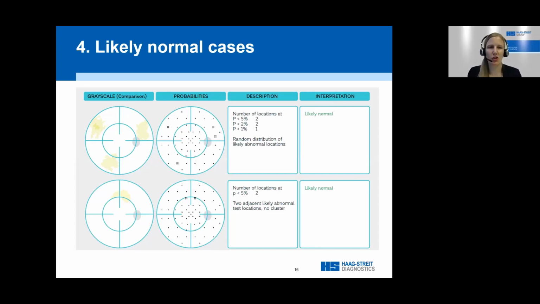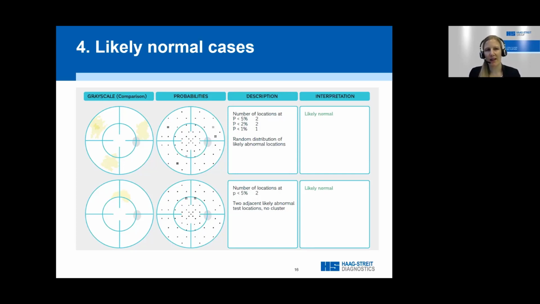These examples show you how the grayscale is not really helping you in these borderline cases. You see there's a little bit of yellow in the Octopus where we use a color scale, and the white represents a totally normal visual field, and black would be a total vision loss. But you see in the probabilities that there are randomly dispersed abnormal locations, no pattern or cluster. So this we would call normal visual fields.